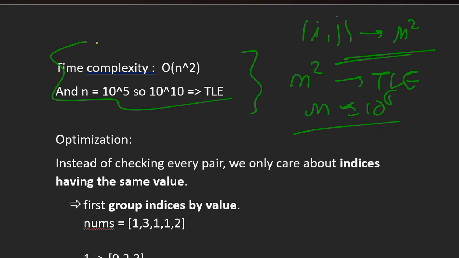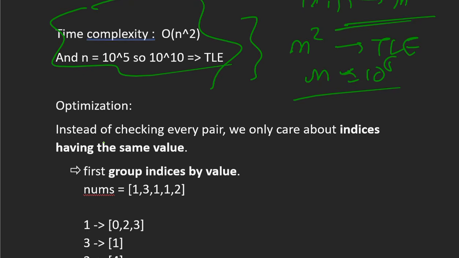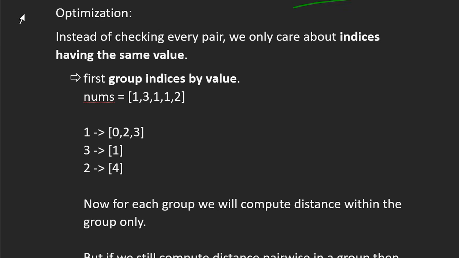So we have to optimize this brute force solution. Instead of checking every pair i, j, we know we only want those pairs where nums of i is equal to nums of j, right? So we care only about those indexes that have the same values.